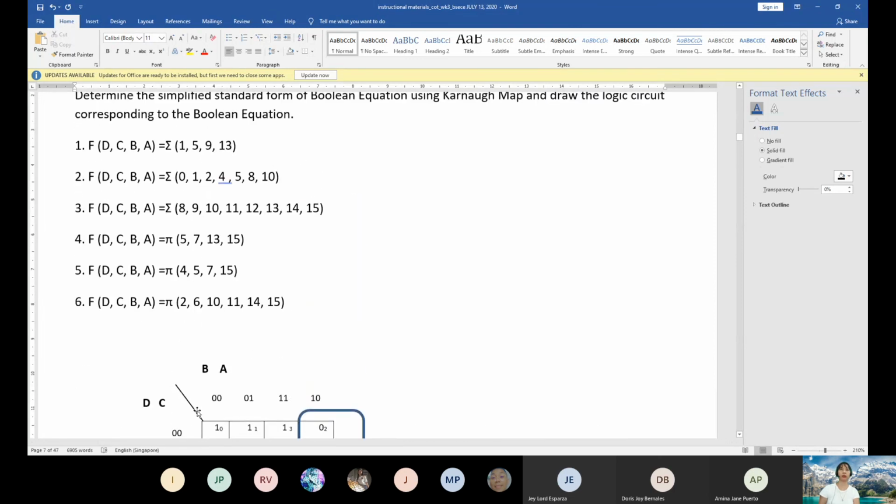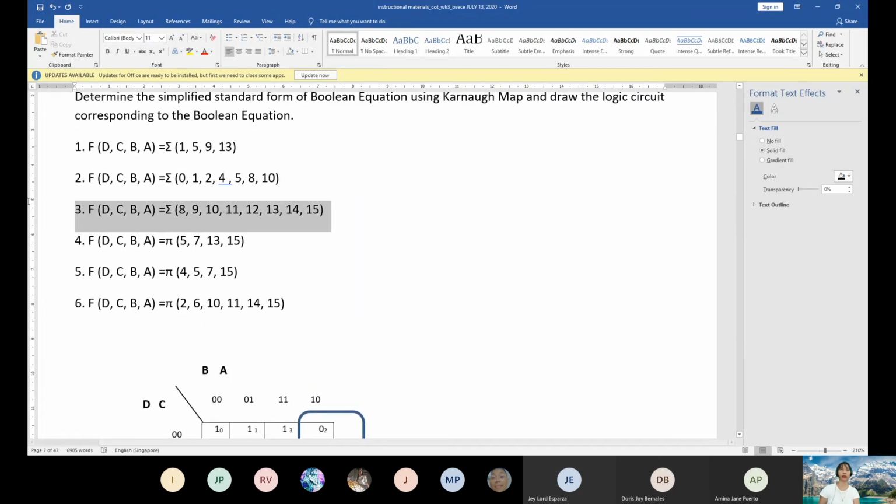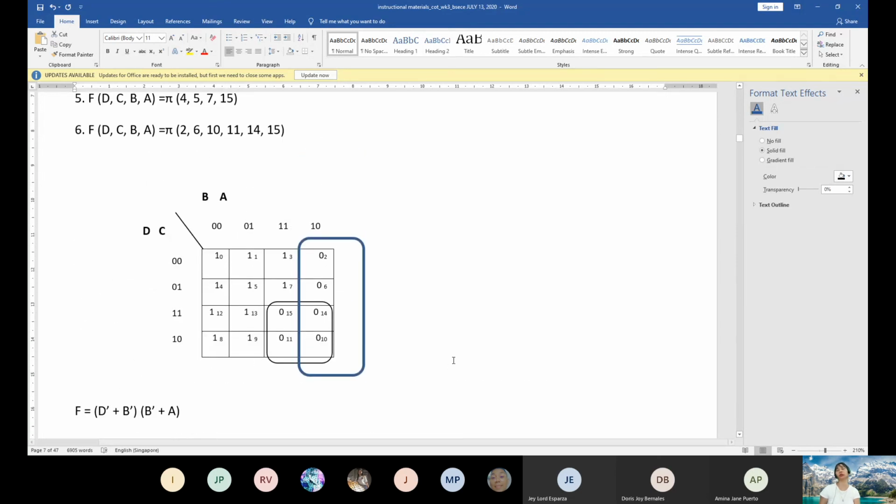For your assignment to be submitted on Wednesday, please do number 3 and activity 3.1. Our exam is tomorrow, chapter 2. Please review chapter 2, so Boolean algebra, min terms, max terms, and circuits, drawing of logic circuits based on a given Boolean algebra or simplified Boolean algebra. Any question, class?